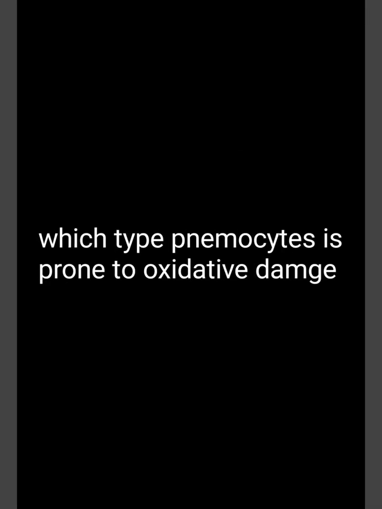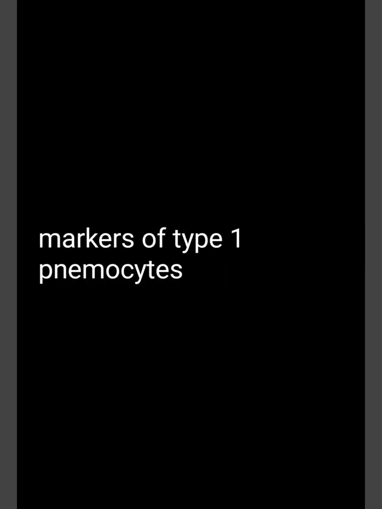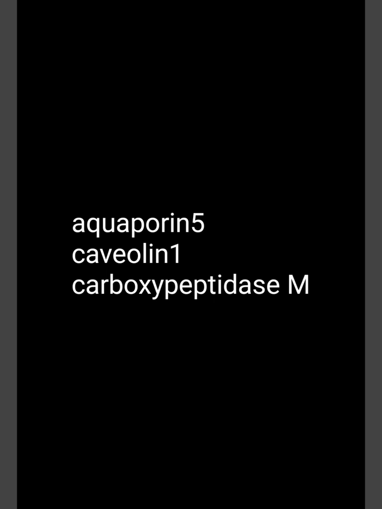Which type of pneumocyte is prone to oxidative damage? Type 1. Which type of pneumocyte produces surfactant? Type 2. Markers of type 1 pneumocytes: aquaporin 5, caveolin 1, carboxypeptidase M.